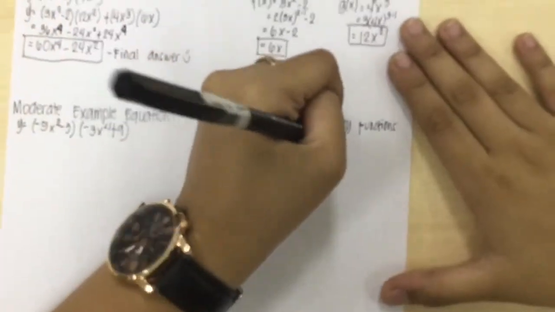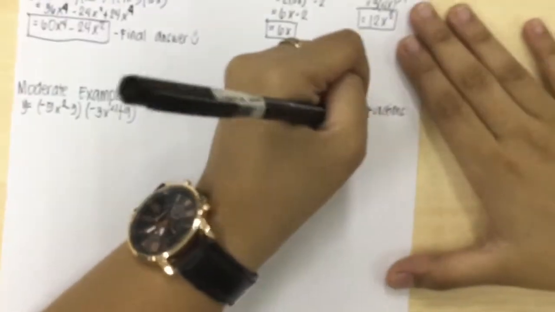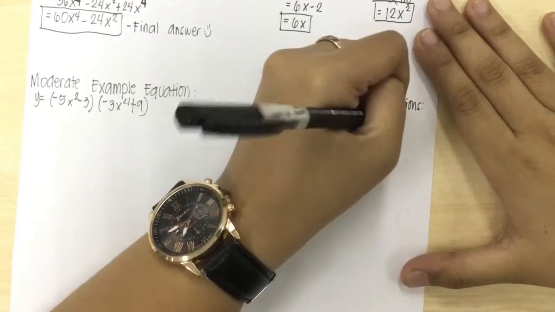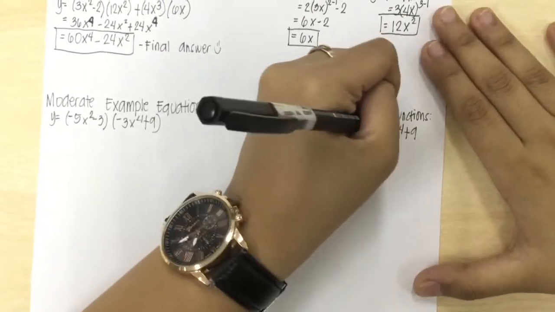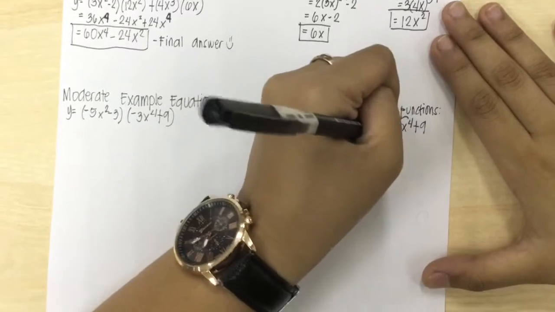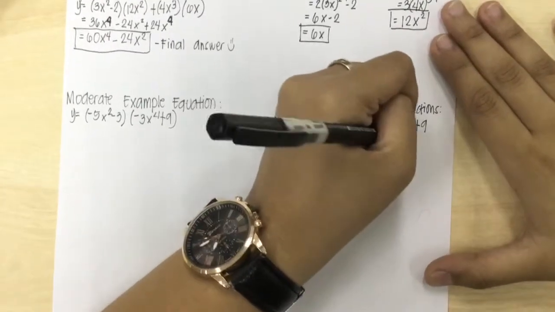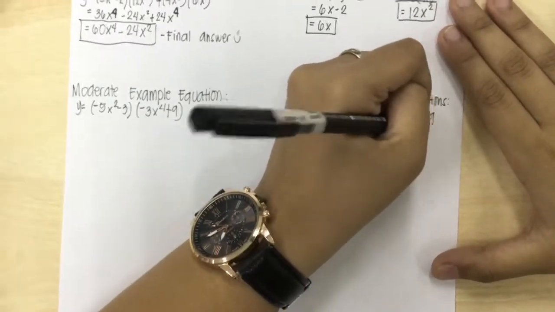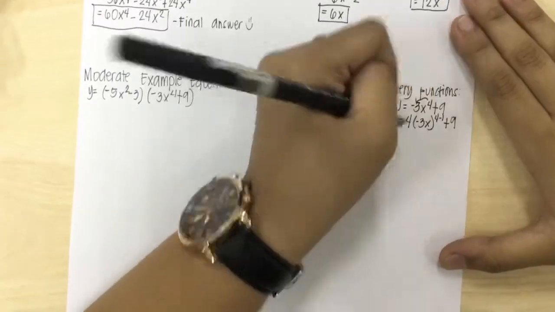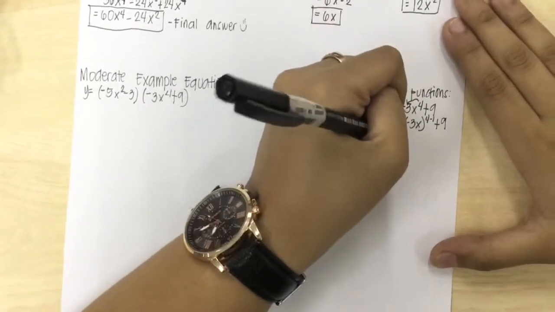g of x is equal to negative 3x raised to the power of 4. You have to bring down the exponent, which is 4, and times it with negative 3x and minus the exponent with 1, and the derivative of 9 is equal to 0, which gives you the answer of negative 12x cubed.